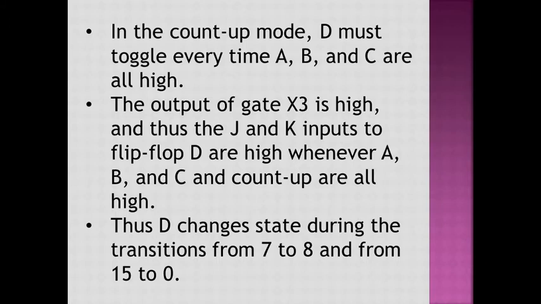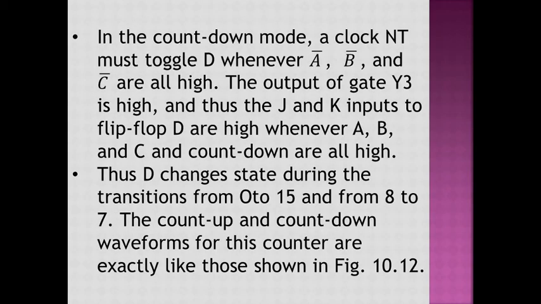In the count up mode, D must toggle every time A, B, C are all high. The output of gate X3 is going to be high, and thus the J and K input to the flip-flop D are high whenever A, B, C, and count up all are high. Thus, D changes the state during the transition from 7 to 8 and from 15 to 0.